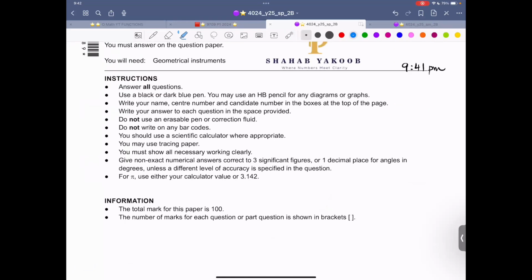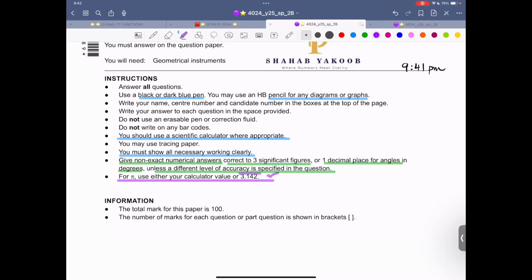Now, the first thing that is use black or dark blue pen. You may use a pencil for any diagram or graphs. You should use a scientific calculator where appropriate. You must show all necessary working clearly. Give non-exact numerical answers. If the answer is not exact, then you have to give correct to 3 SF or 1 decimal place for angles and degrees, unless a different level of accuracy is specified in the question. If in the question they specify that give the answer correct to the nearest integer, then give the answer correct to nearest integer. For pi, use either your calculator value or 3.142.